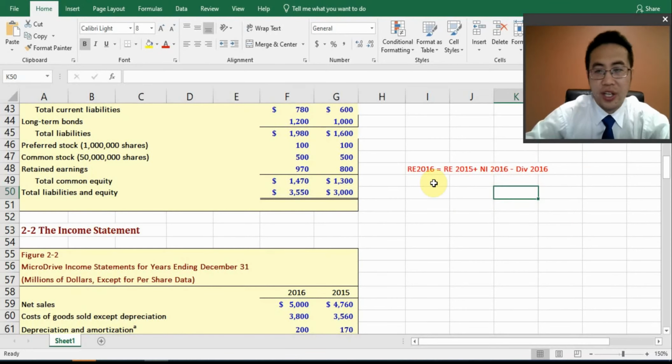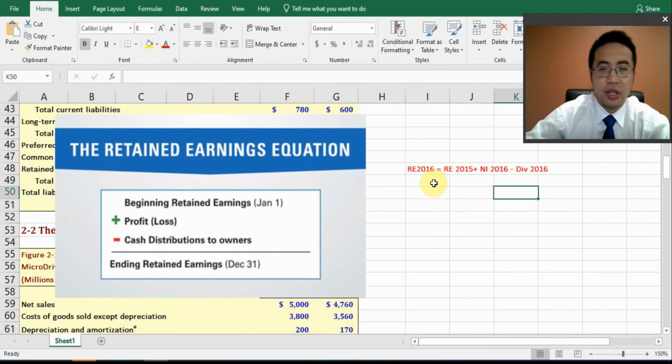And retained earnings is like a company's savings account. The company will keep saving the profit and use it for future business expansions. Just like we all have our own bank account, so our balance this year equals our balance last year plus the salary we make this year minus our expenditure we had this year.